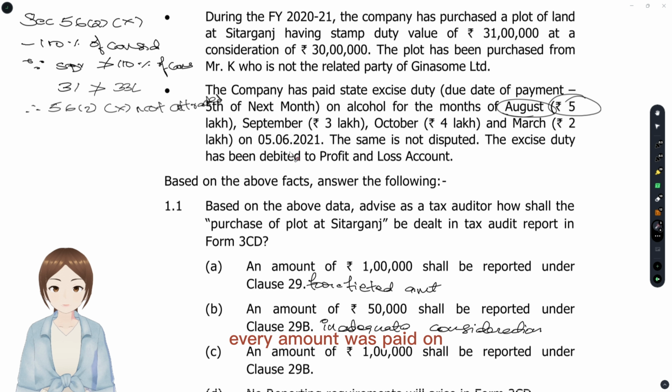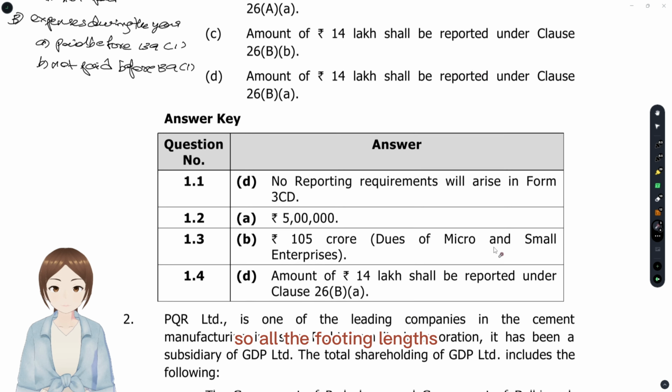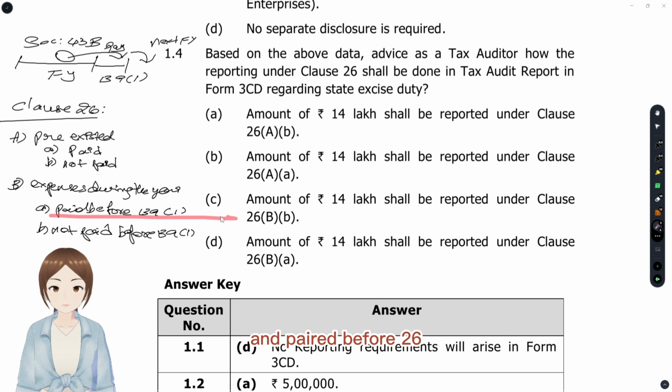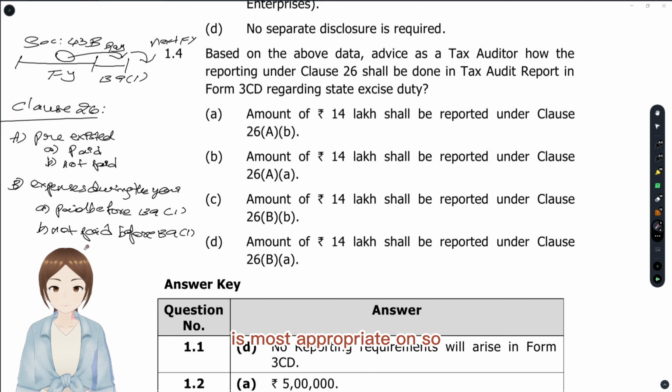5,342. Every amount was paid on 5/6/2021. That was before submission or before the due date of return of income. So all the 14 lakhs have to be done during the year and paid before 26 BA. That is option D, the most appropriate answer.